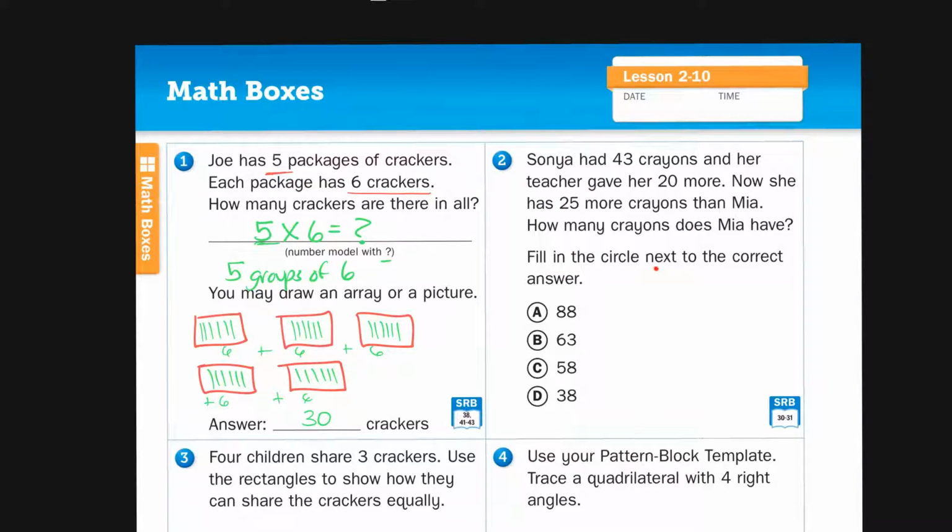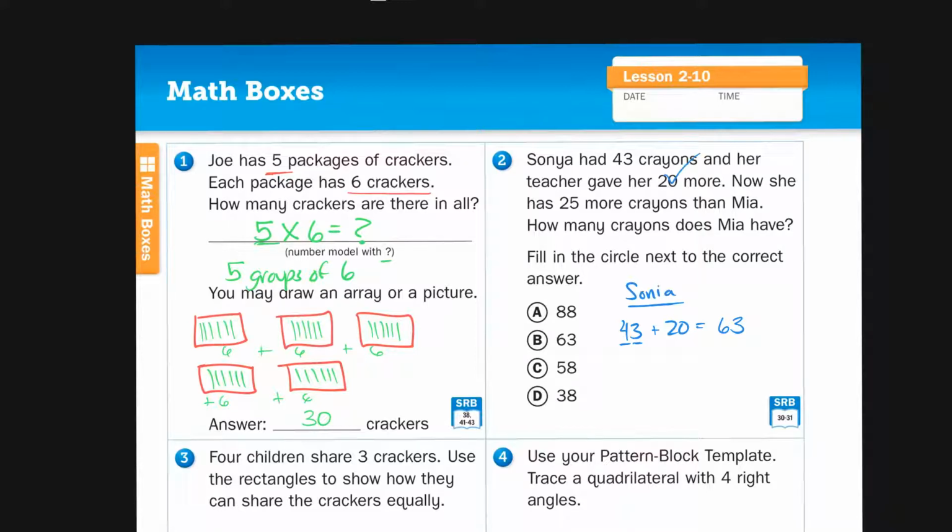So Sonia had 43 crayons, and her teacher gave her 20 more. So let's first find out how many crayons Sonia has. So we see Sonia, and she had 43. Her teacher gave her 20 more. So I'm just going to count and add 2 tens onto that. So 40 plus 20 is 60, and we can combine that 3 back on. So we have 63 crayons. So now we've figured out what Sonia has, so we can put a check mark there.